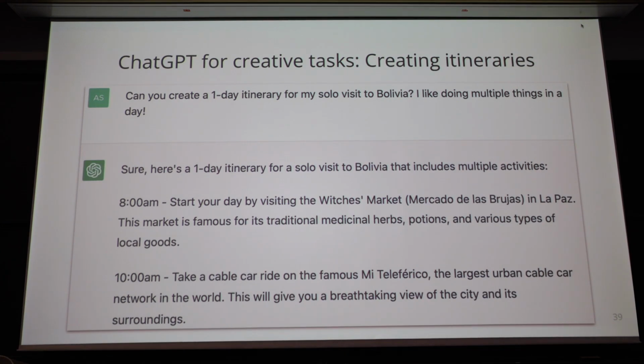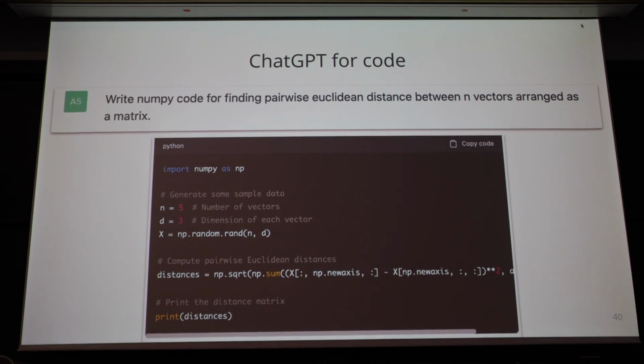And it's able to summarize things from multiple websites, and you can cater it to yourself. For example, here I say I like doing multiple things in a day, but you can also say I like doing outdoor activities. So it's able to pick and choose from different websites and give you a list that you can do. Any questions here? All right, cool.